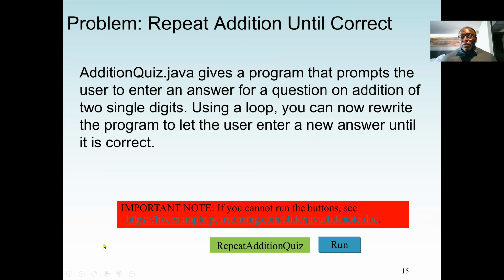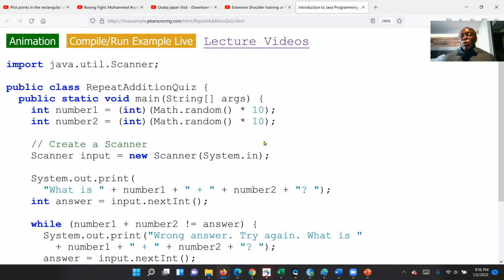This time, we are going to use a loop which will make it possible for us to enter more than one answer. So if the answer is correct, we stop. If the answer is wrong, we tell the user to enter another answer. So you see that we are doing something more than once. The user can enter the answer more than once. So in this case, we need a loop.